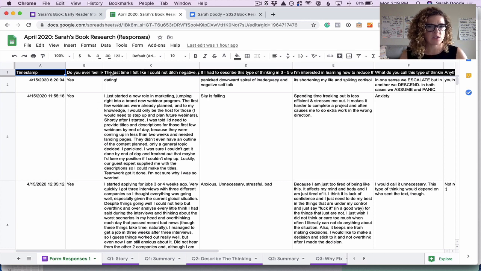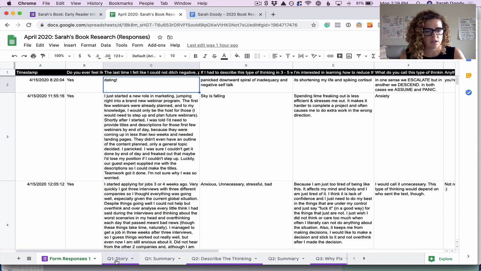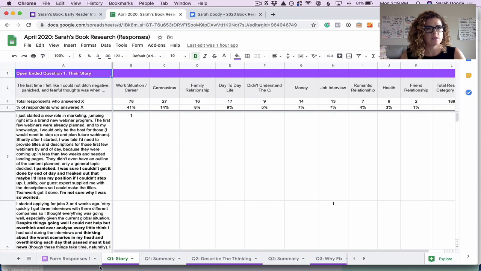So let's just do question 1. The last time I felt like I couldn't ditch negative panic thoughts, blah, blah, blah. I took all these answers in this column and I put them in their own sheet. So don't worry about what's here at the right now. I put all the answers so I can isolate this sheet just on this question of, when was the last time you felt this way?